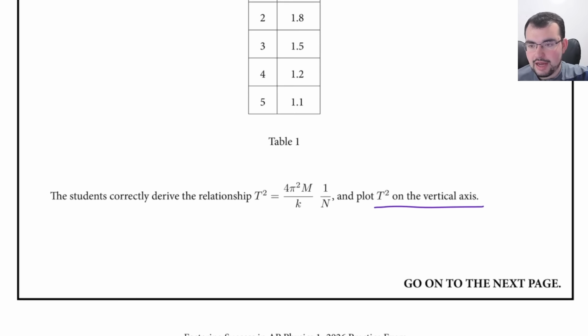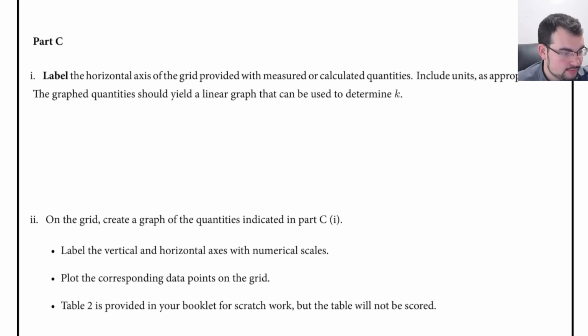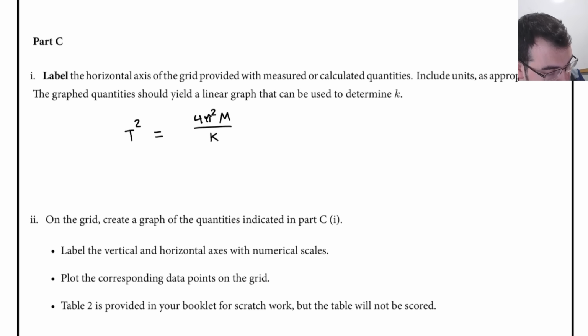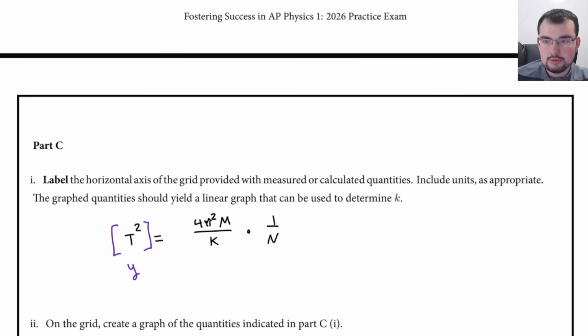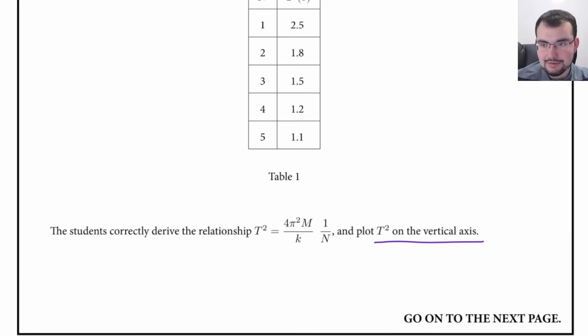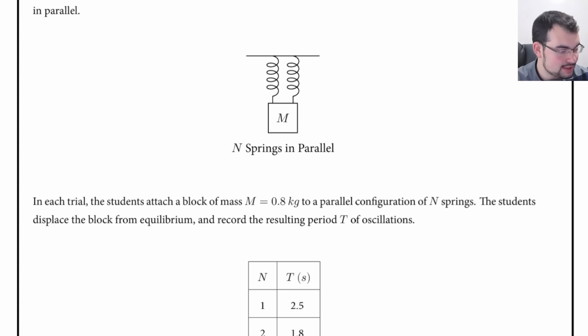So let's figure out what has to happen here. Label the horizontal axis, include units. We need to figure out how to make it linear. So T squared equals 4 pi squared times capital M divided by the spring constant K times 1 over n. So we already were told that T squared is going on the y-axis, and the variable here is n, because this mass M is a constant, 0.8 every time.